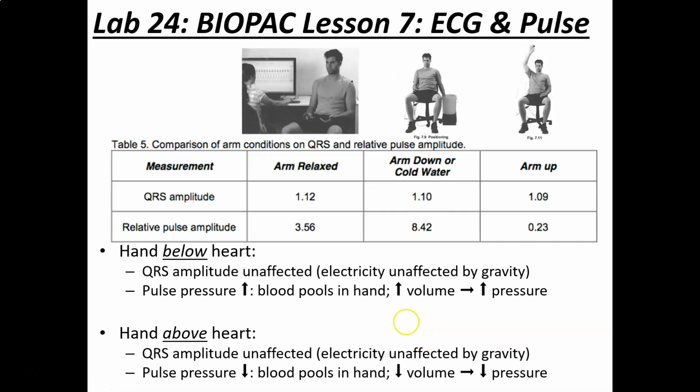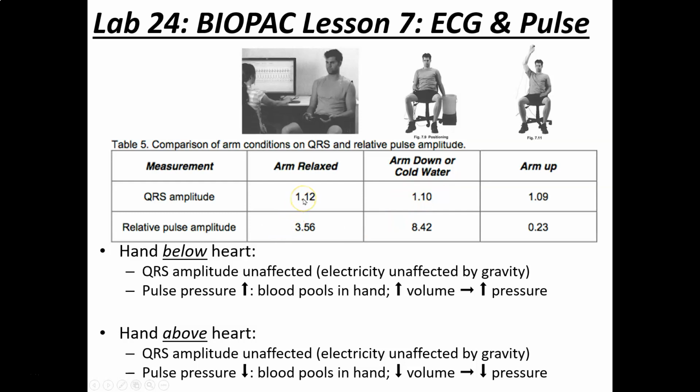So looking at this, when we measure the QRS amplitude, notice it's pretty much the same all the way across, right? This is the electrical activity we're measuring. We're measuring the height from the lowest point, often the S wave in this case, to the highest point, which would be the peak of the R. It really doesn't change any.